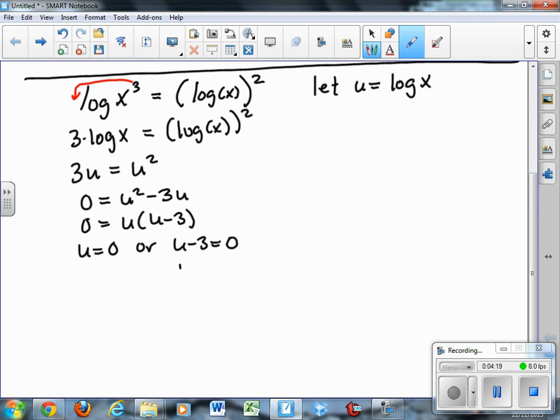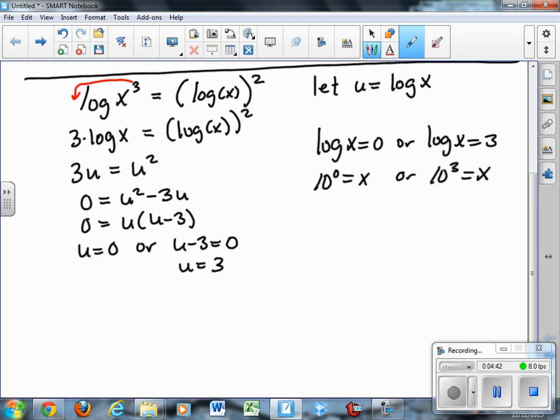So I have two possible values for the variable u, but u equals log x. So that means log x is equal to 0 or log x is equal to 3. Since this is a base 10 log, that means 10 to the 0 equals x, or 10 to the third equals x. So my two solutions are 1 or 1,000. Neither of which makes the argument of the log equal to anything inappropriate.